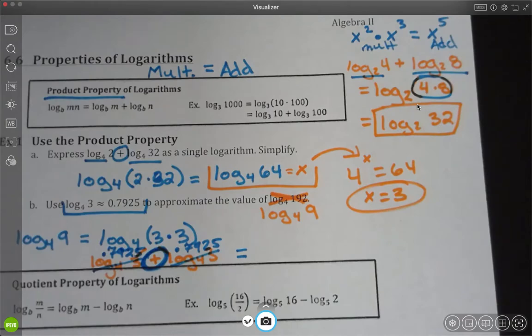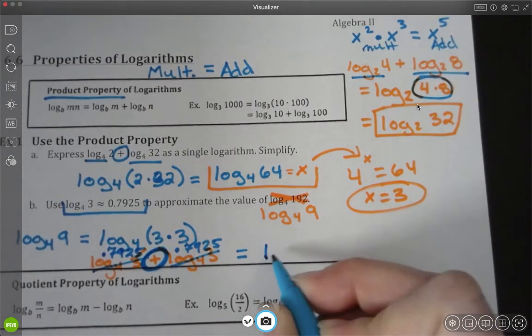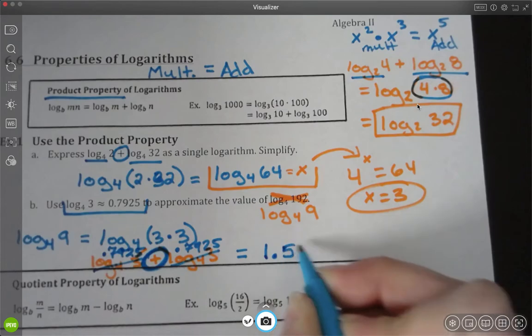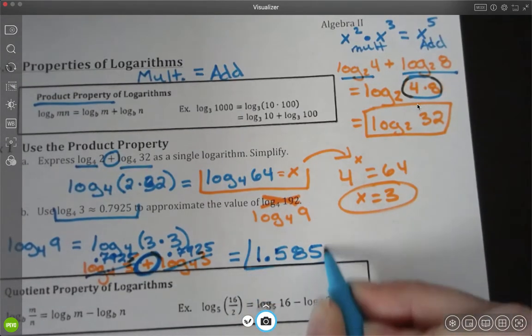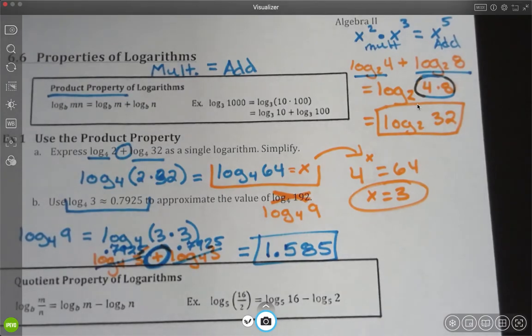So 0.7925 plus another 0.7925 is what? 1.585. This is what we have here, okay? And that's it. That's all we have to do. I know it's confusing, just wait. We'll do another one and you'll be like, okay, that makes more sense, right?